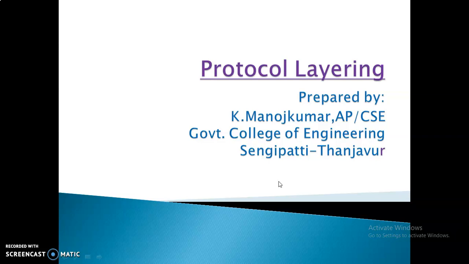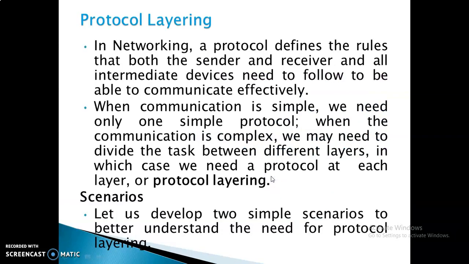Today we are going to discuss protocol layering. So what is meant by protocol? A protocol is nothing but a set of rules that the sender, the receiver, and intermediate devices need to follow to be able to communicate effectively.